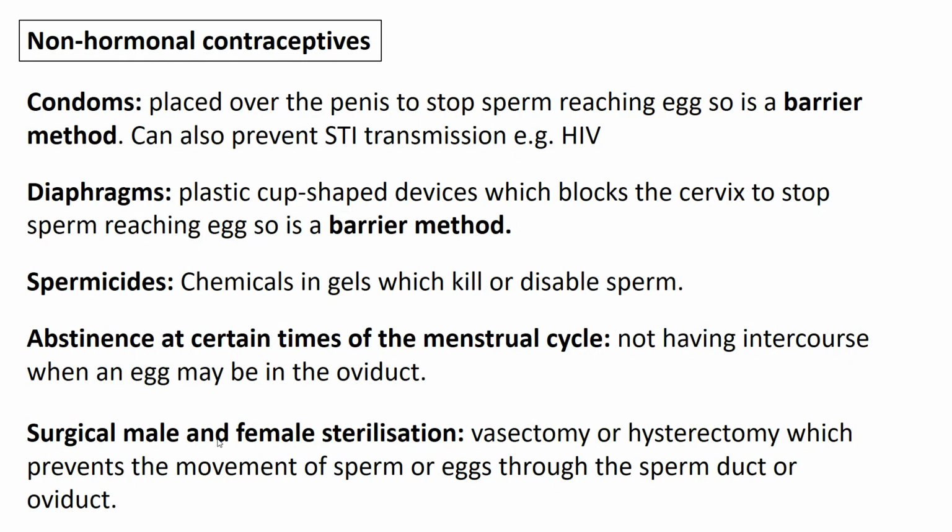You can also try abstinence at certain times of the menstrual cycle. That means not having intercourse when an egg may be in the oviduct. The problem with that is not everybody's menstrual cycle is exactly every 14 days when an egg is released. So that is a higher risk of pregnancy using that method. And you can get surgical male and female sterilization. So that's often called a vasectomy and a hysterectomy, which is the removal of the organs or closure of the organs that the sperm can pass through or the eggs pass through.